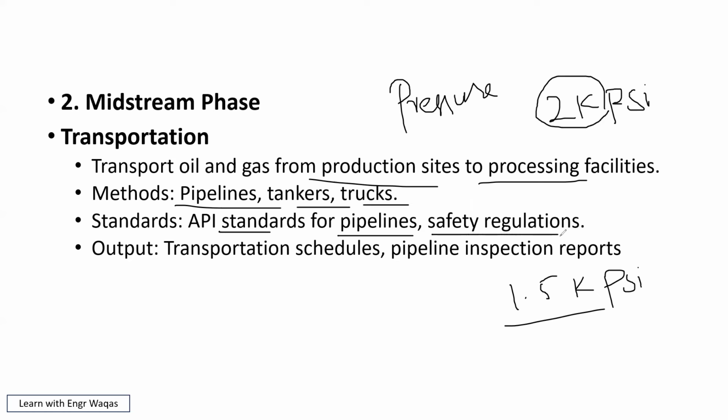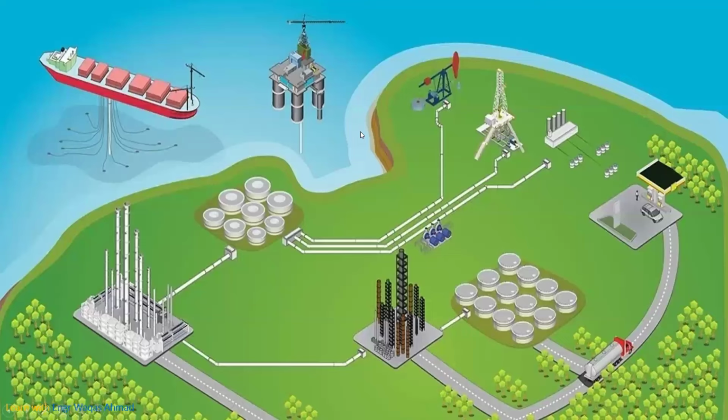Okay, it's very important. Human life is very important, the environment is very important. So in an oil and gas field, you are going to design your equipment and your pipelines on the basis of that data. So transportation schedules, pipeline inspection reports. So this is the midstream industry. Okay, so in midstream, you can identify this.